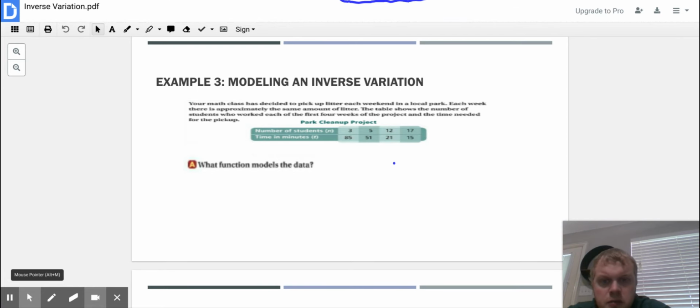So again, you're in the number of students. Again, as we can tell, that number goes up. And then as we can tell in the time in minutes, that number goes down. So that's a good sign for us that as one goes up, one number should go down.